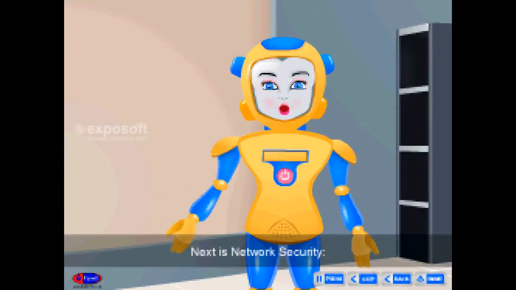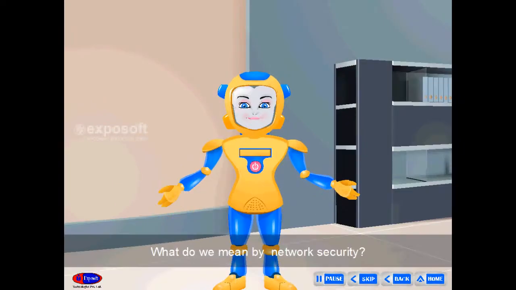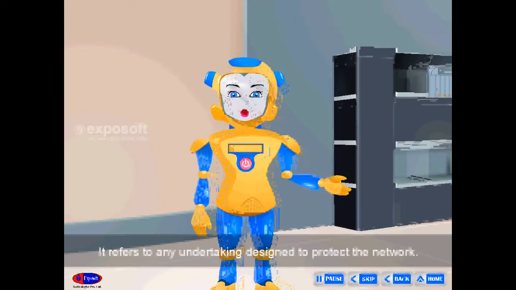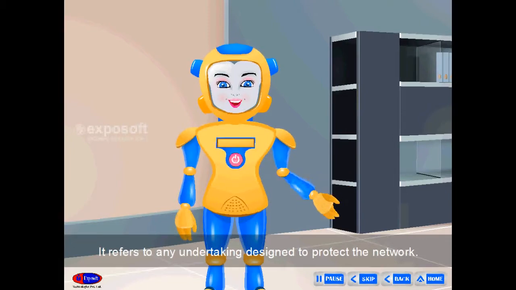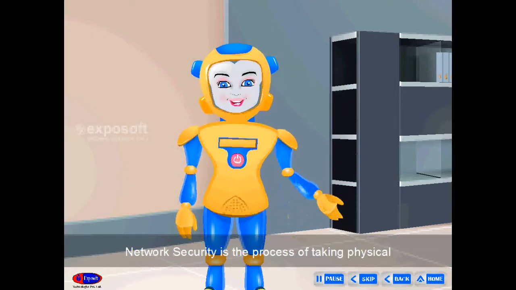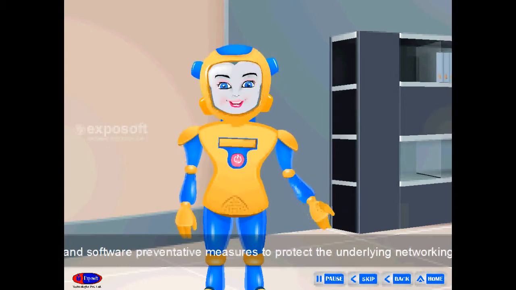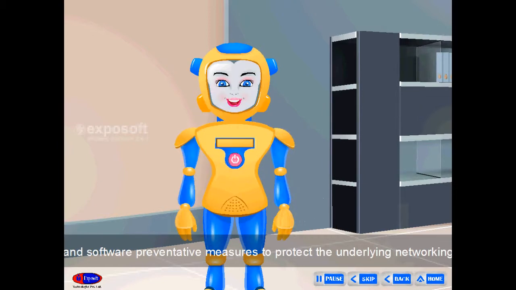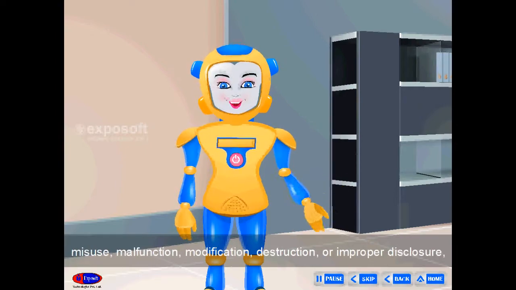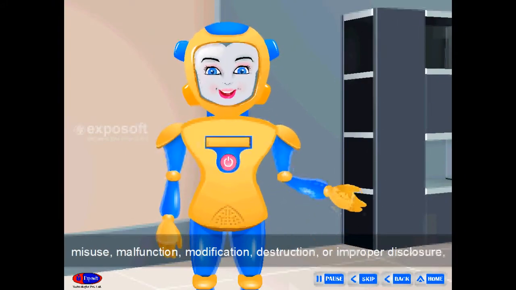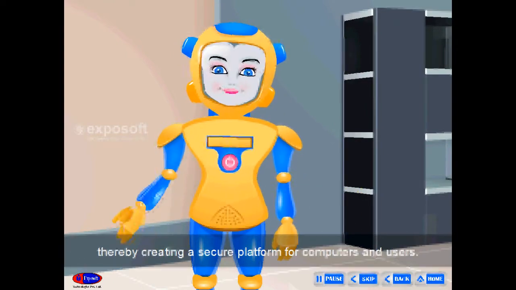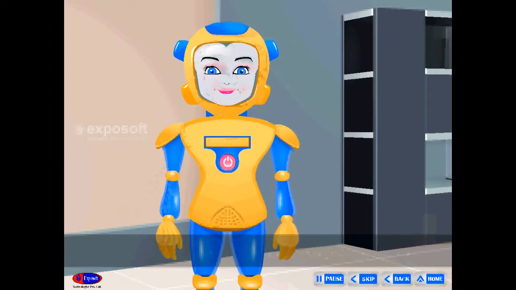Next is network security. What do we mean by network security? How does network security work? It refers to any undertaking designed to protect the network. Network security is the process of taking physical and software preventative measures to protect the underlying networking infrastructure from unauthorized access, misuse, malfunction, modification, destruction, or improper disclosure, thereby creating a secure platform for computers and users.